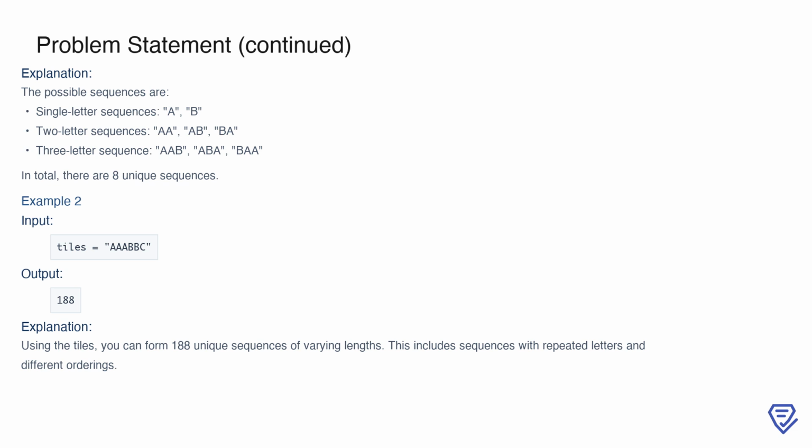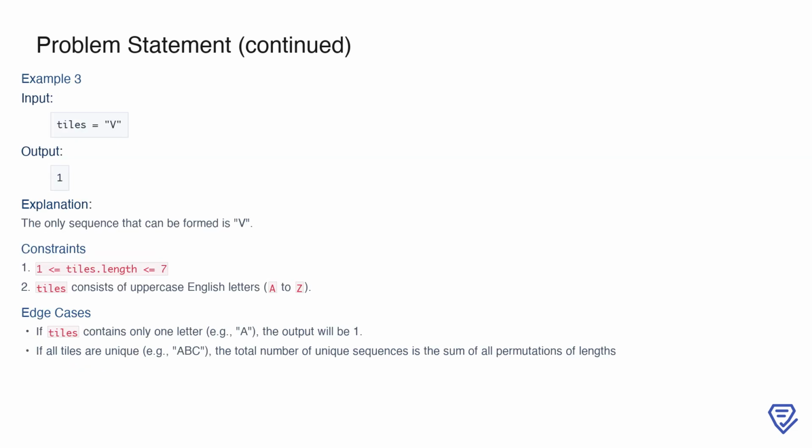Now, if the input is a bit more complex, like AAABBC, the total number of unique sequences jumps to 188. This includes sequences with repeated letters and different orderings of the tiles. Now consider a simpler example where the input is just V. In this case, there's only one tile, so the only sequence you can form is V. The output here would be 1.